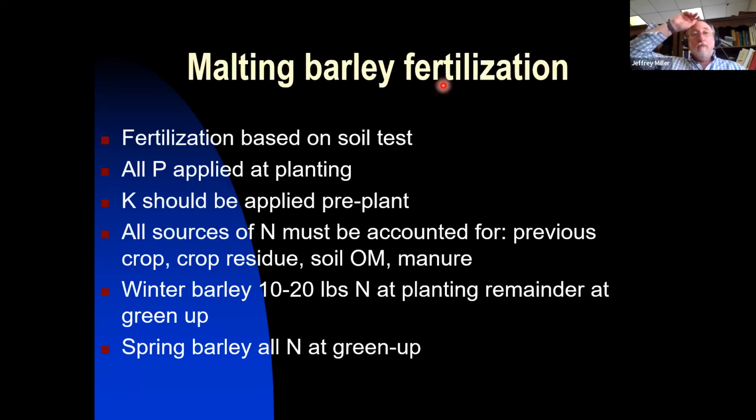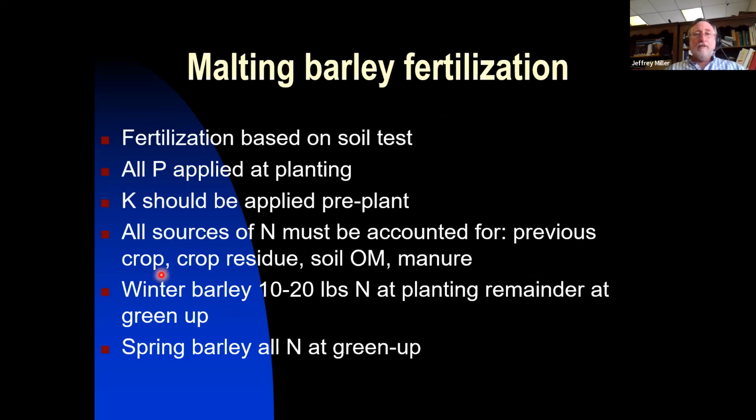So talking about malting barley fertilization, fertilization is based on soil tests, very similarly to other small grains. All the P should be applied at planting. K, the potassium, should be applied pre-plant. All sources of nitrogen need to be accounted for. This is really significant for this crop because of the loss of the value of the crop if the protein levels are not where they need to be.